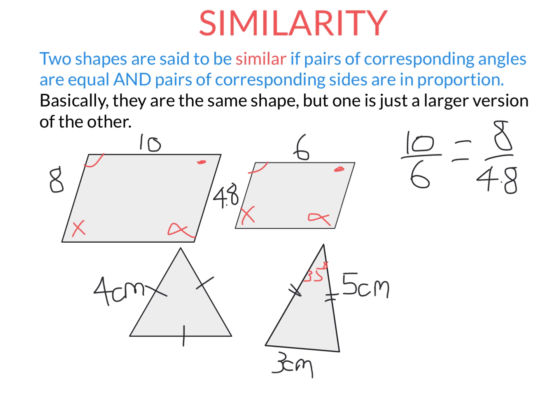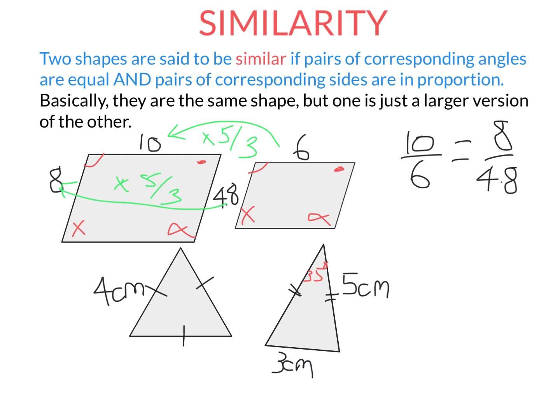Another way of saying this is that the scale factor is consistent. It's the same for all. So to go from 6 to 10, you need to times by 5 over 3, or 1.6 recurring. And to go from 4.8 to 8, you need to times by 5 over 3. This number, 5 over 3, is called the scale factor. Sides in proportion means the scale factor is the same for each pair of corresponding sides: for the two longest sides in the shapes, and the two shorter sides in the shapes.